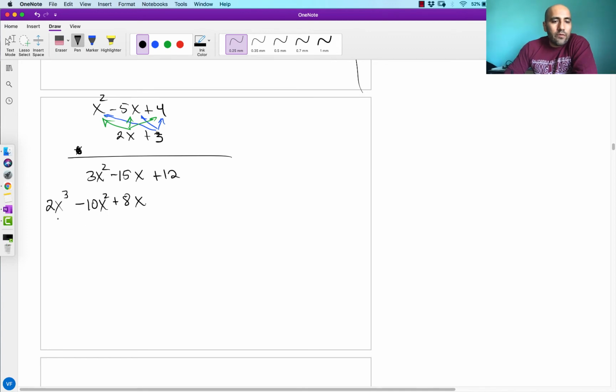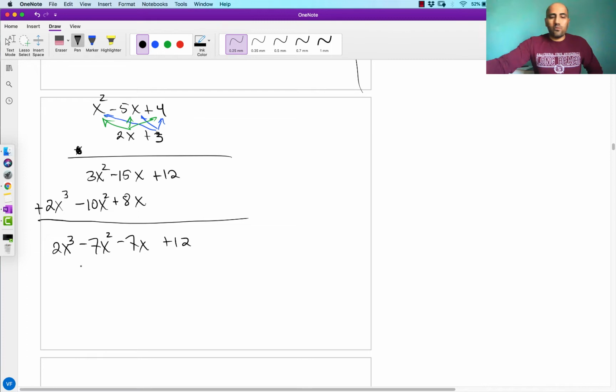2x cubed over there. Okay, my last step is to add these. And, well, that'll be plus 12. That'll be minus 7x. That'll be minus 7x squared, and finally 2x cubed. Right? So no matter what, we get the same result.